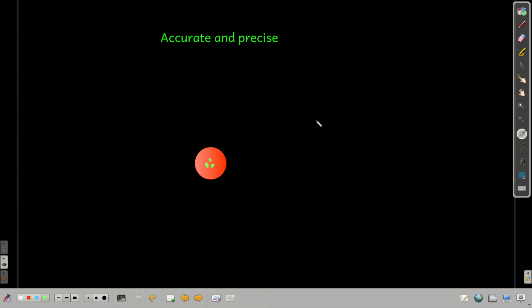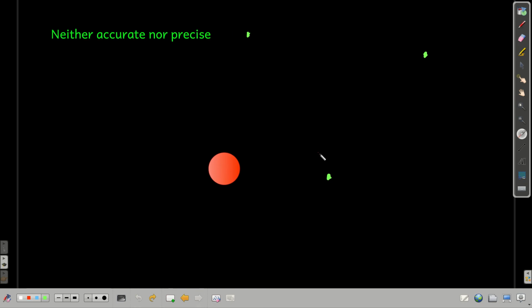Ideally, whenever we take a series of measurements in the lab, we would prefer them to be both accurate and precise, so really close together and right on the true value. This is the worst case scenario: we could have measurements that are not accurate because the average of those is not close to the true value, and not precise either because they're fairly widely spread apart. Again, we want precise and accurate if we can.